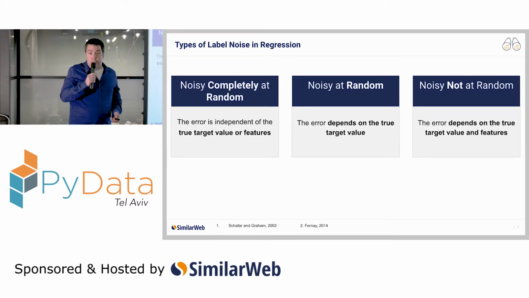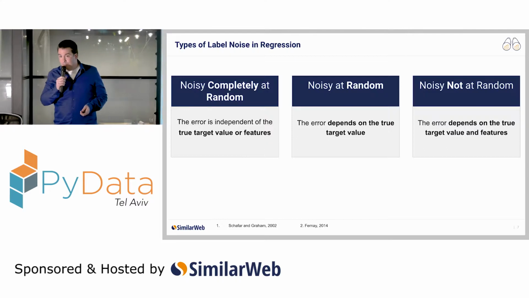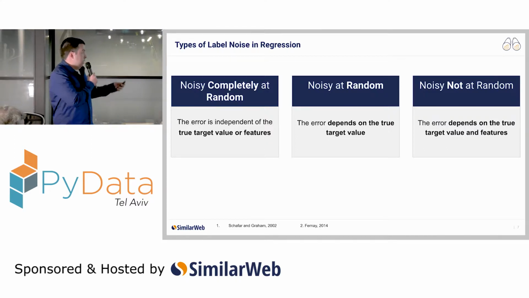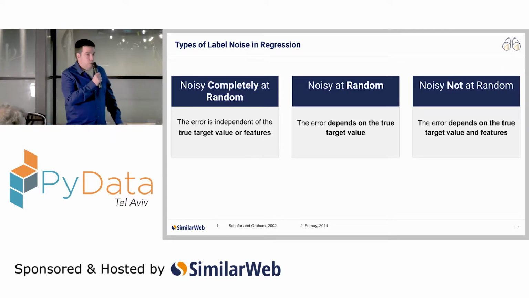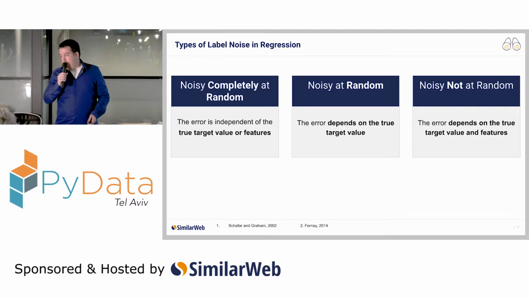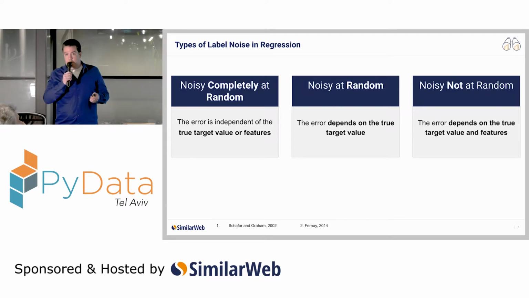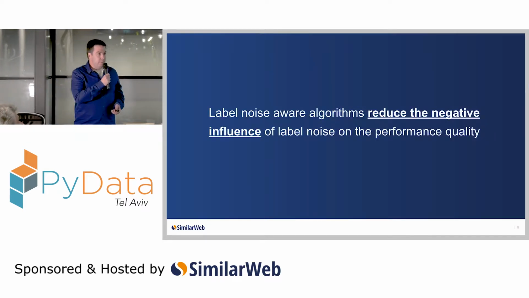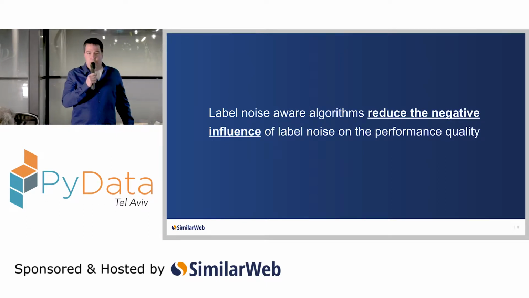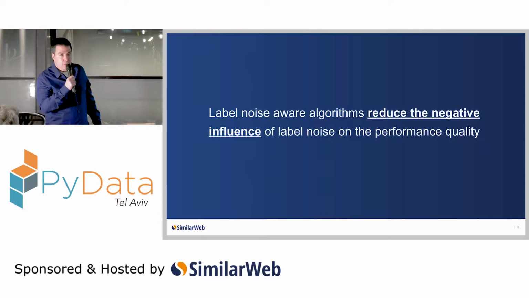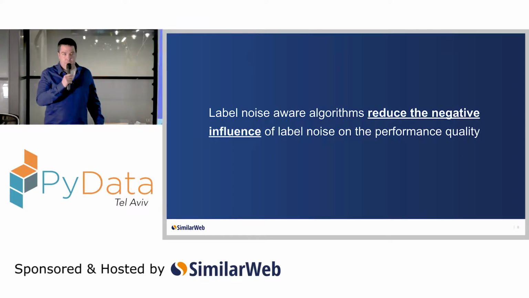But in the same way we did in classification, we can also define other categories, such as noisy at random, where the error depends only on the target value, or noisy not at random, where the error depends both on the target value and on the features. I guess you understand by now that the mission of label noise research is to find algorithms that can help reduce the negative effect of label noise.